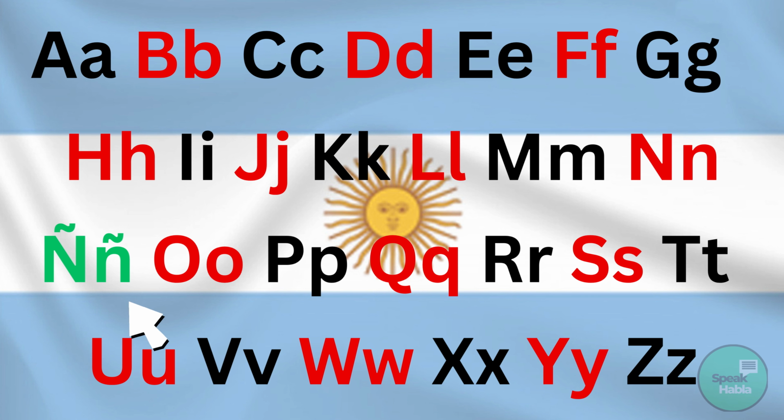A, B, C, D, E, F, G, H, I, J, K, L, M, N, Ñ, O, P, Q, R, S, T, U, V, W, X, Y, Z. As you can see, most of the letters are quite similar to English, but there are some differences in pronunciation. Let's go through them one by one.